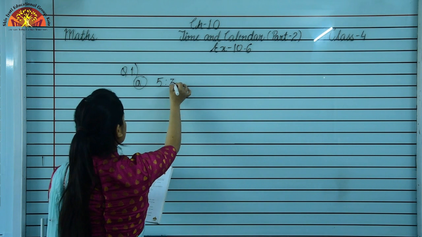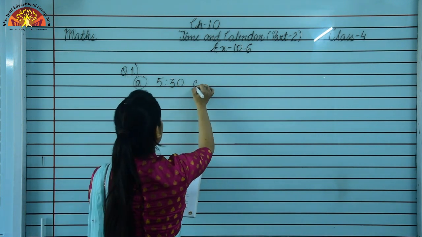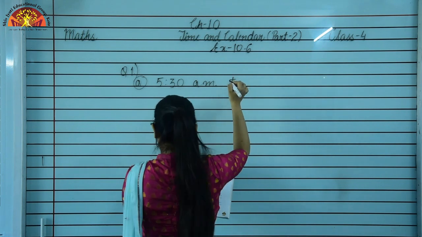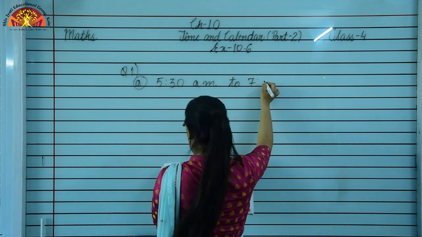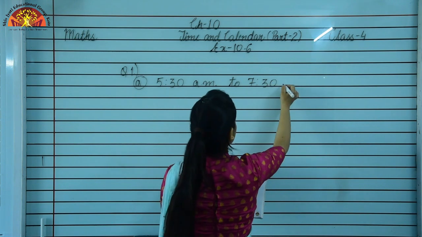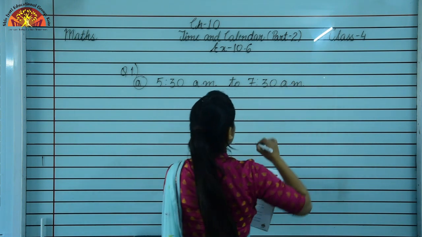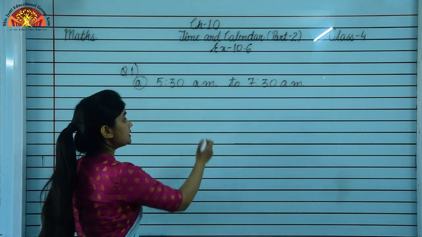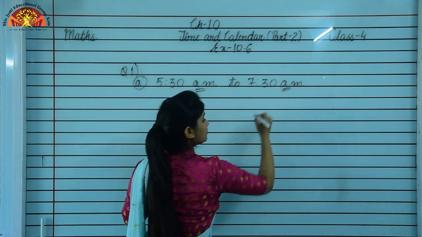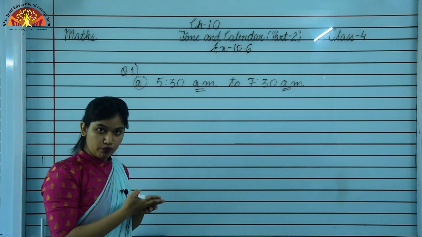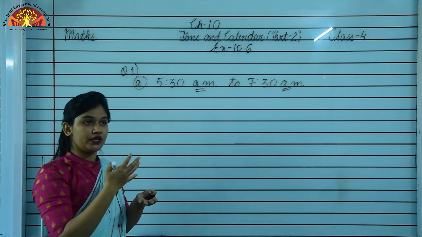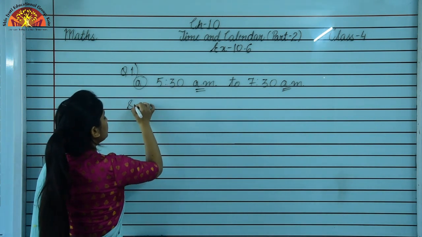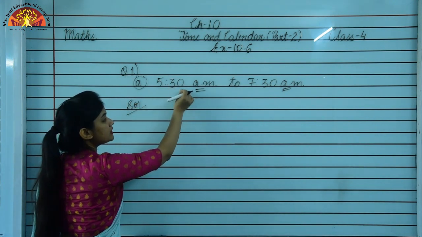5:30 a.m. to 7:30 a.m. Okay, so now we have to find the duration of time. We can see a.m. it means we are talking about morning, we are talking about before 12 noon. Okay, so now we have to find the duration between 5:30 a.m.